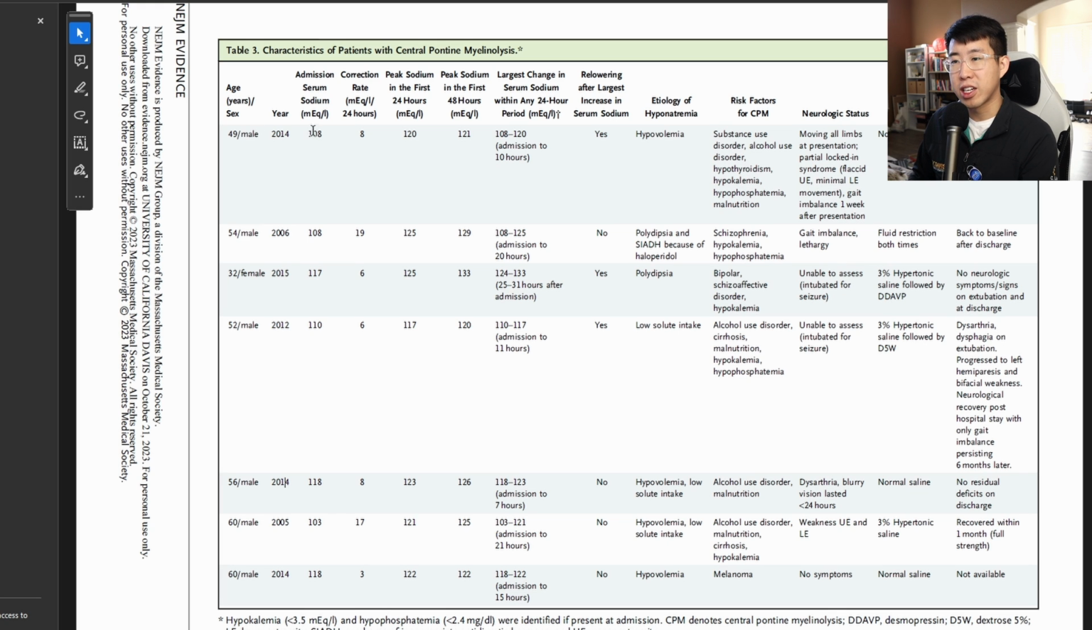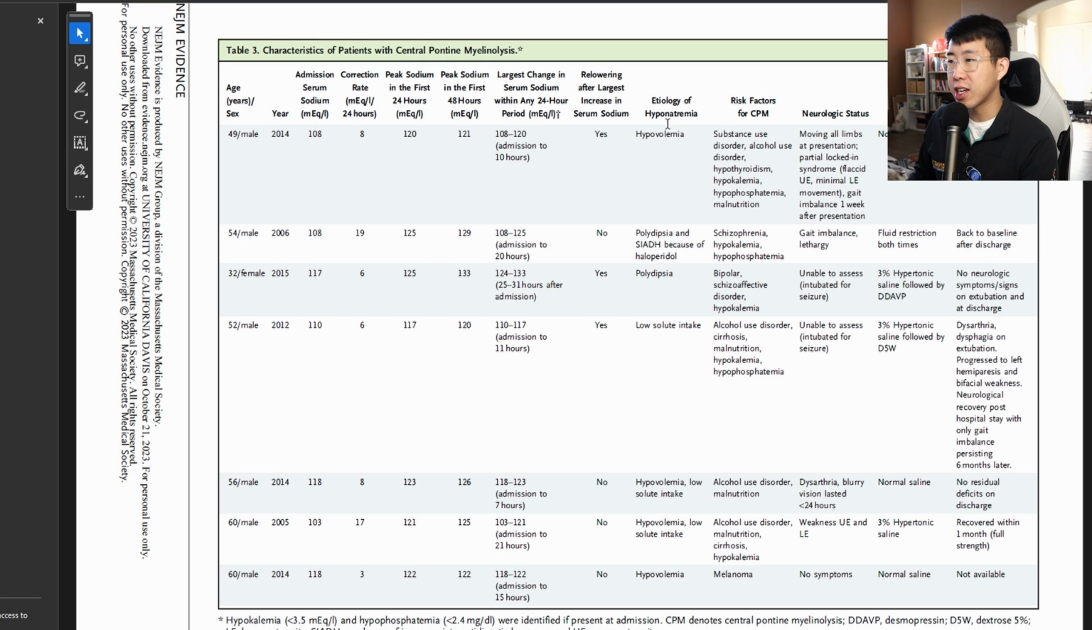They took a look at their admission serum sodium, and you can see that it ranged from 103 up to 118. And then the correction rate here. We had even some patients who only corrected by 6, or this patient only corrected by 3, somehow still developed central pontine myelinolysis. And then these patients corrected by 17 or 19. But again, they actually had a full recovery afterwards, which is quite surprising.